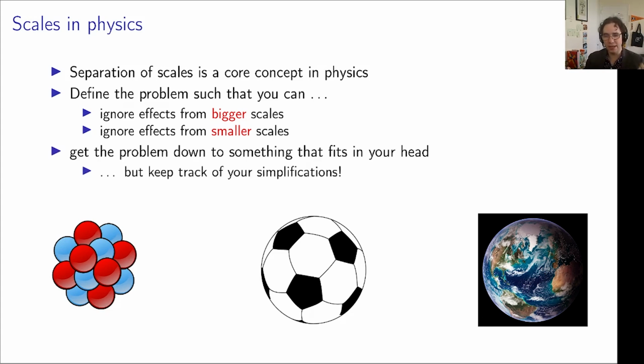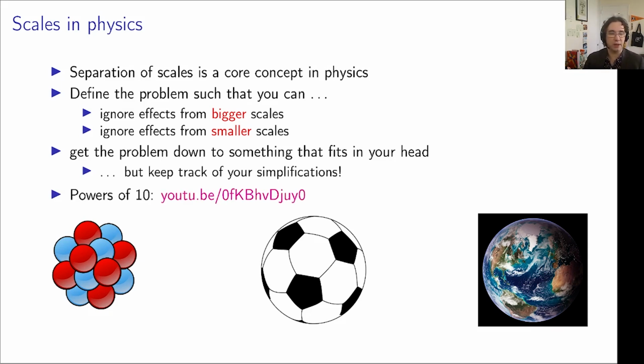Or put another way, this concept of separation of scales is how we take the complete problem of understanding the world and get it down to a problem that can fit in our head, that we can reason about and is tractable. And when you do this, it is important to keep track of what simplifications and assumptions you've made, so that you know where what you've come up with is applicable or not.